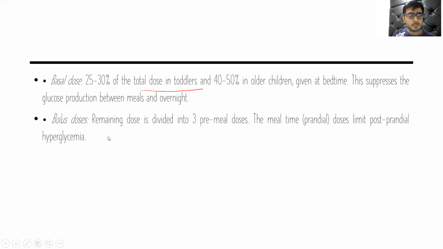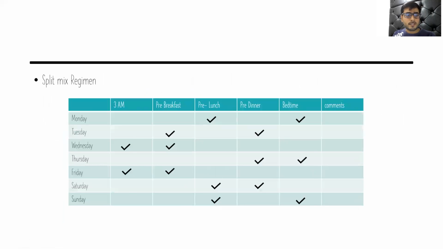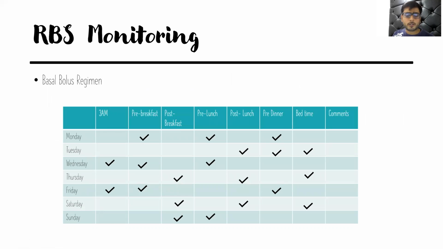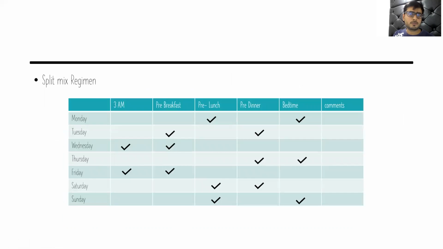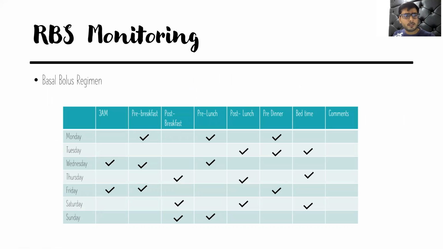Now coming on to the bolus, the remaining dose is divided into 3 pre-meal doses. The mealtime prandial doses limit post-prandial hyperglycemia. Coming on to RBS monitoring, this becomes very important. We pediatricians don't manage diabetic patients very frequently. We don't see as many as compared to other system cases.